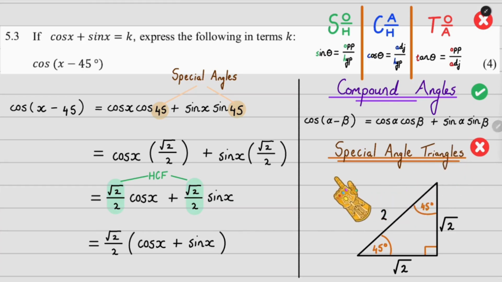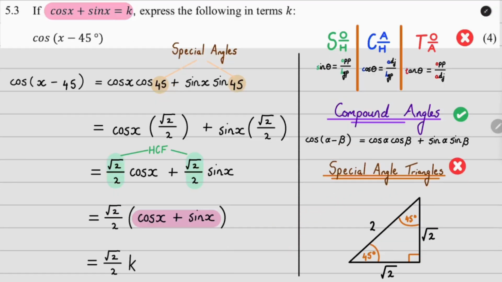Okay, so we are getting somewhere. This looks a little bit familiar. Check over there. Cos x plus sin x is the same thing as k. So I can replace this whole bracket with k, and then my job is done. And our final answer is root 2 over 2 k after the replacement of this into k.